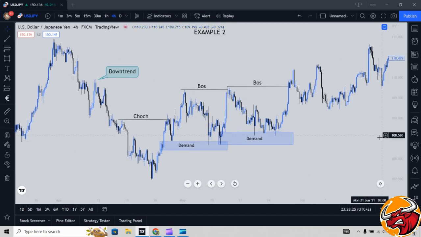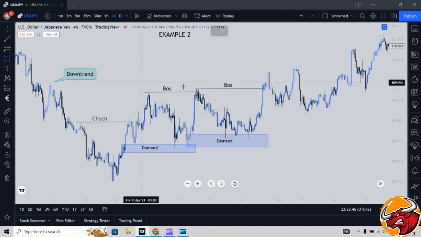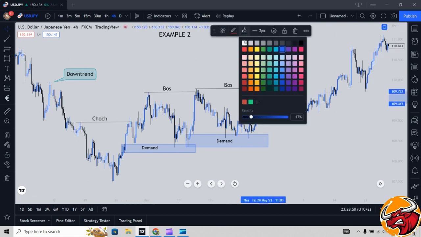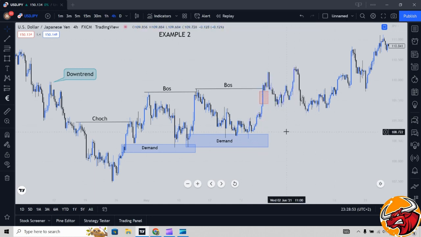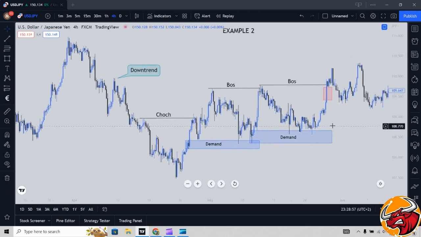In example number 2, we have a downtrend. After the downtrend we see a change of character happen. After the change of character, price reacted on a demand zone and made a break of structure. After price made the break of structure, the same thing happened again. So, the question is, where did the price react again? We have an imbalance zone which price will cover. If price also makes a break of structure like it did, with the imbalance, we can look for buy positions. But, where?